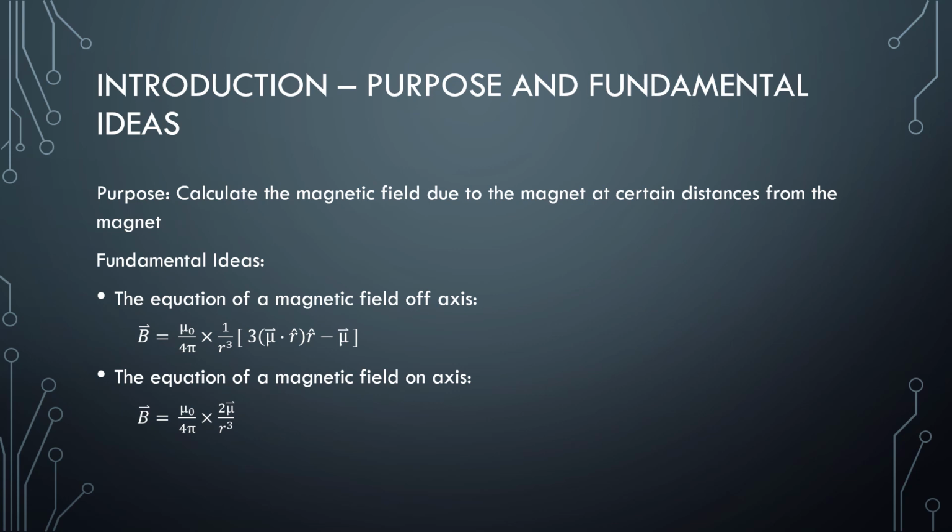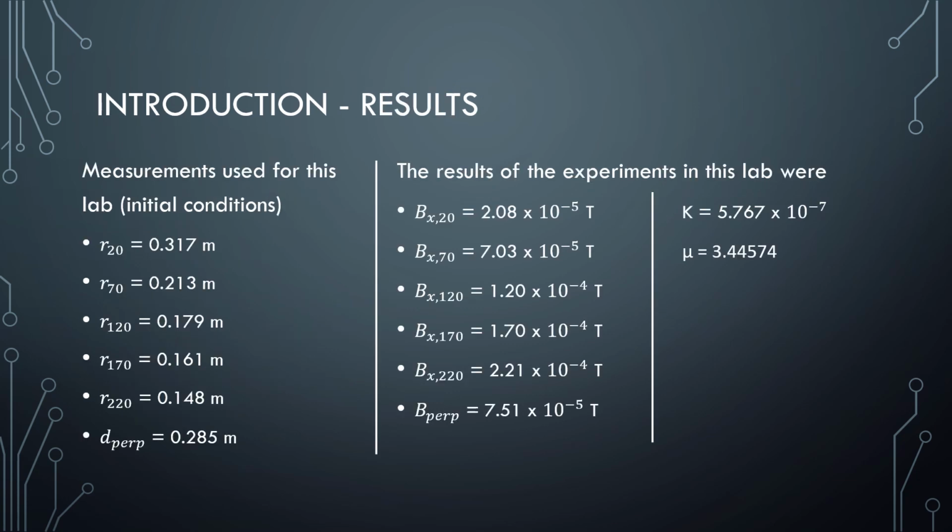4 pi times 1 over r cubed times 3 times mu dot r hat times r hat minus mu, and the equation of a magnetic field on axis, B equals mu naught over 4 pi times 2 times mu over r cubed.